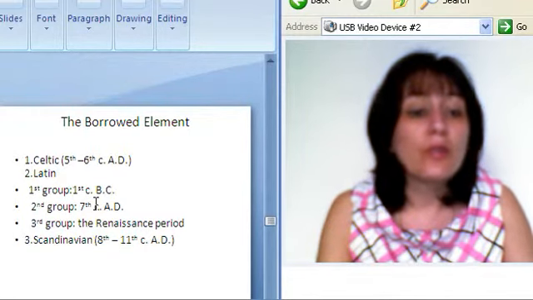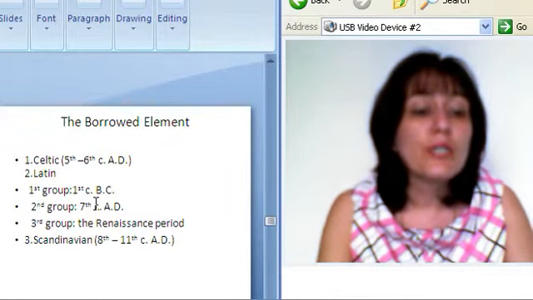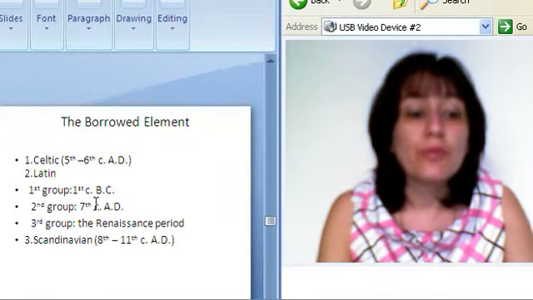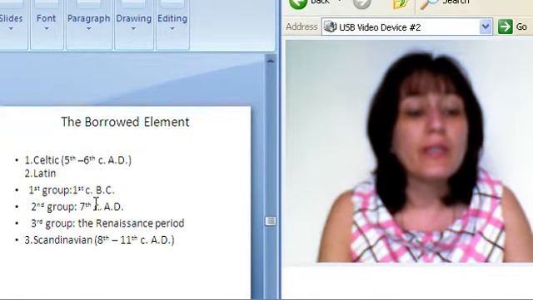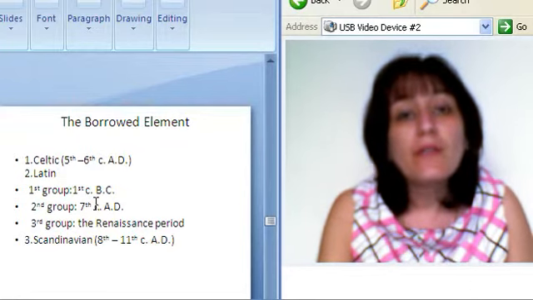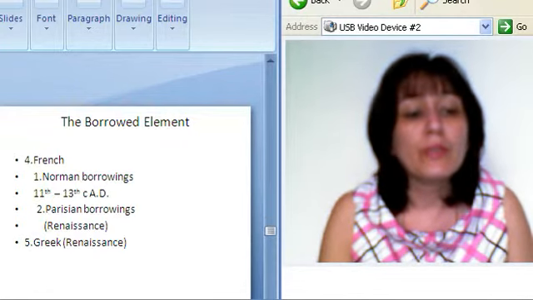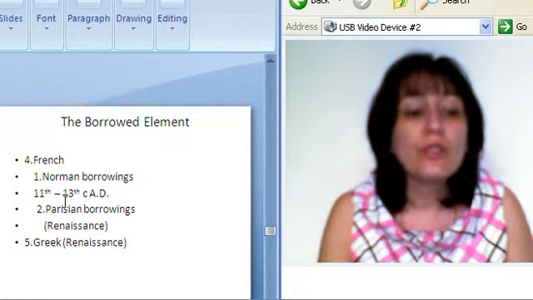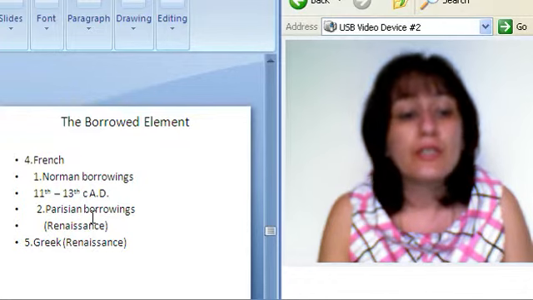Celtic borrowings belonging to the 5th and 6th centuries Anno Domini. Latin borrowings, group number 1, the 1st century before Christ. Second group, the 7th century Anno Domini. The third group, the Renaissance period borrowings. Scandinavian borrowings from the 8th to the 11th century Anno Domini. French borrowings, Norman French borrowings from the 11th to the 13th centuries Anno Domini.